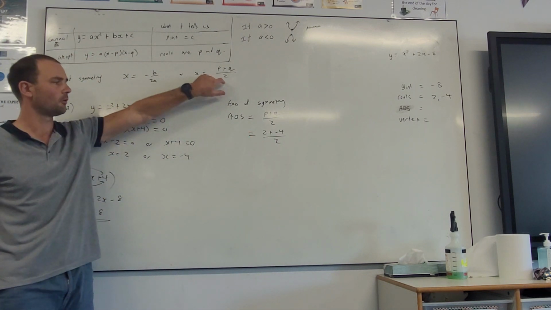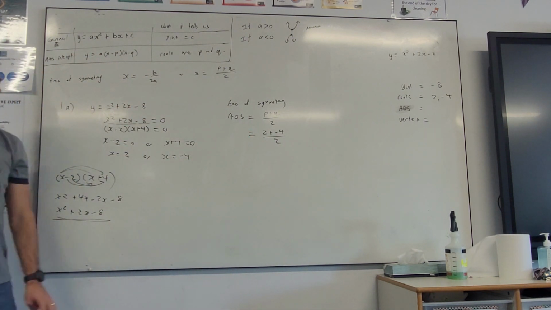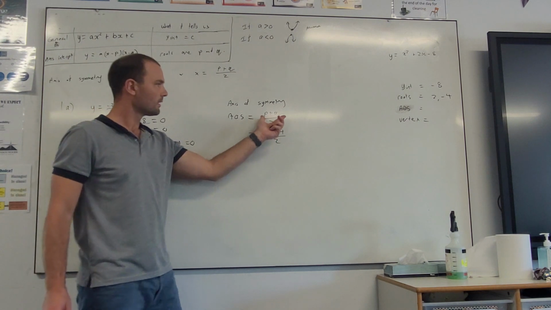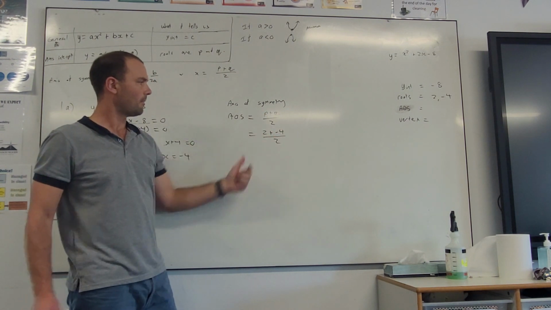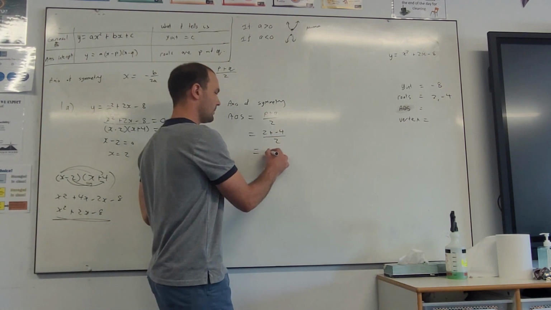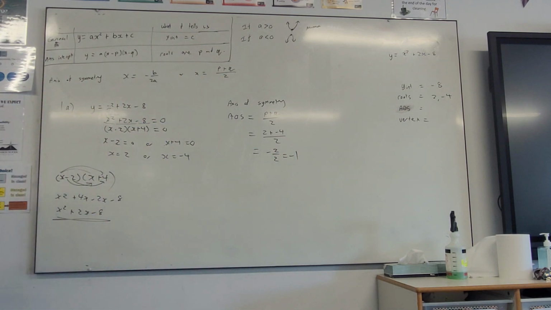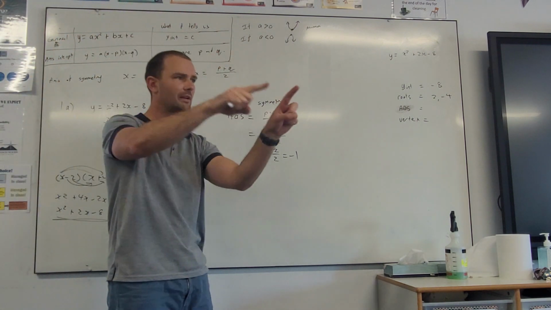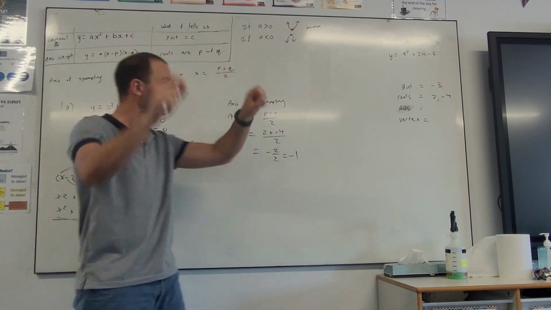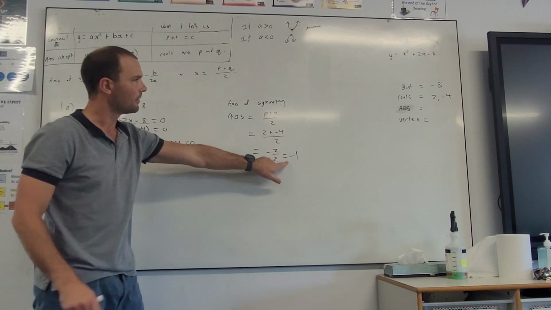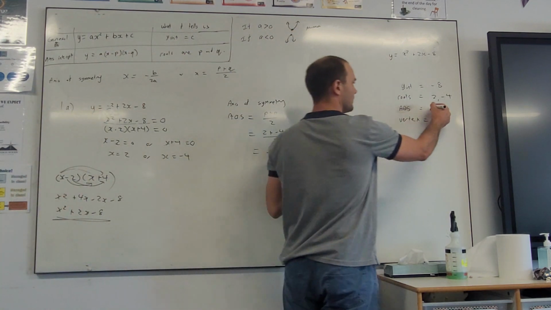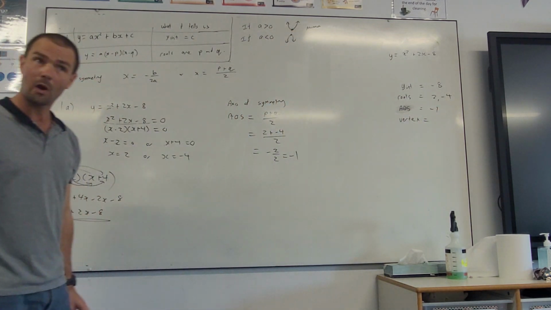I'm using this form here. And this is going to give me minus 2 divided by 2, which is minus 1. That means the x value, the point halfway between them, where my minimum is, and I know it's a minimum because it's opening upwards, the x value is minus 1. Now, that's one way we can do it.